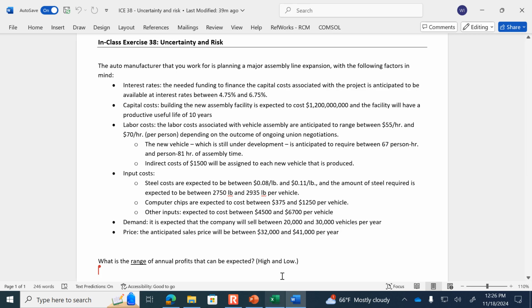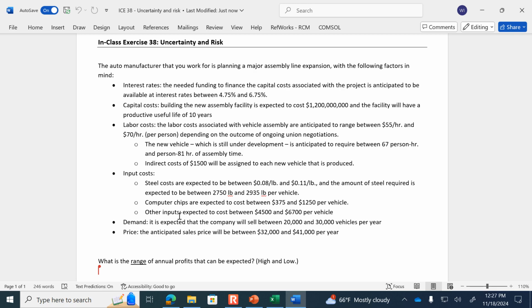What's the maximum high and what's the lowest profits they could expect? And so for each one of these bullet points, what you need to do is think through which one represents the worst case scenario in terms of profitability, and which one is the best case scenario in terms of profitability.